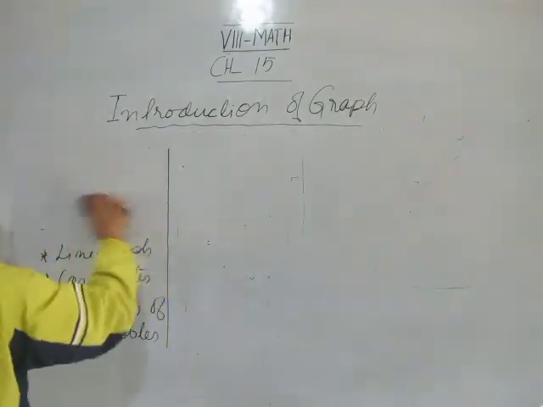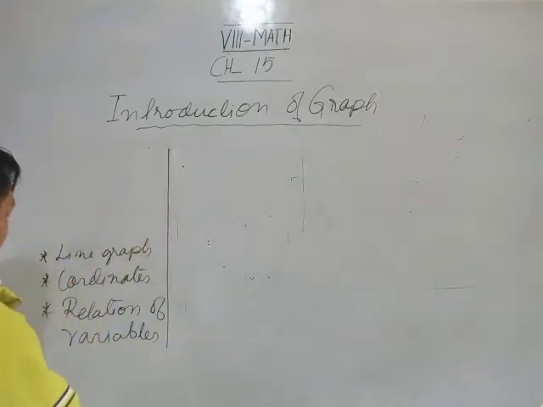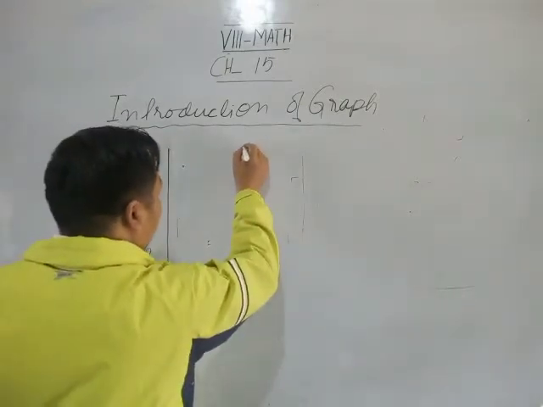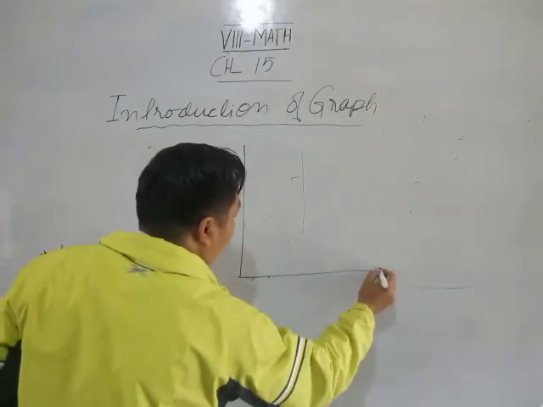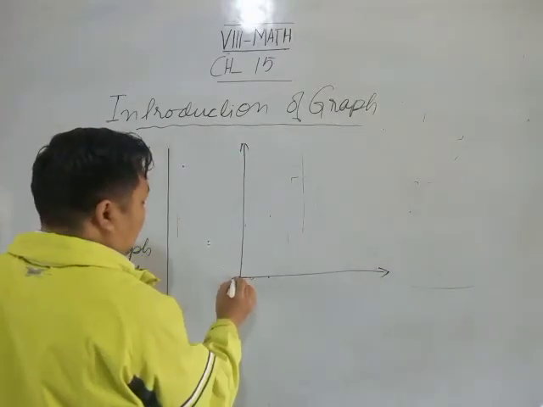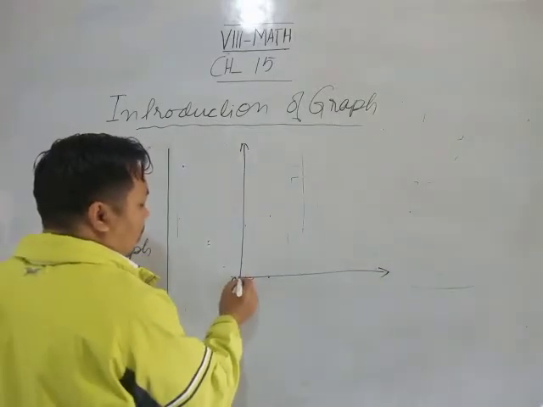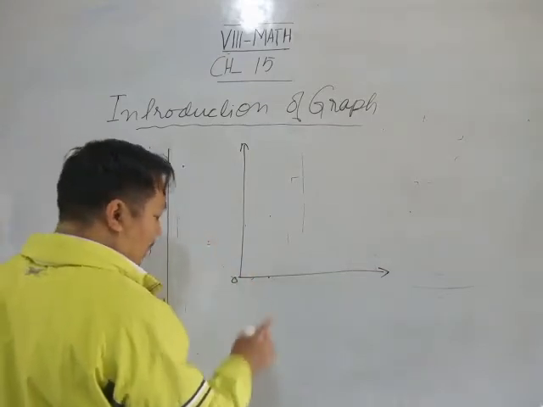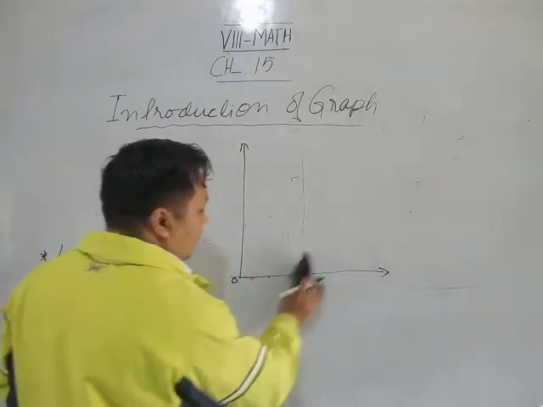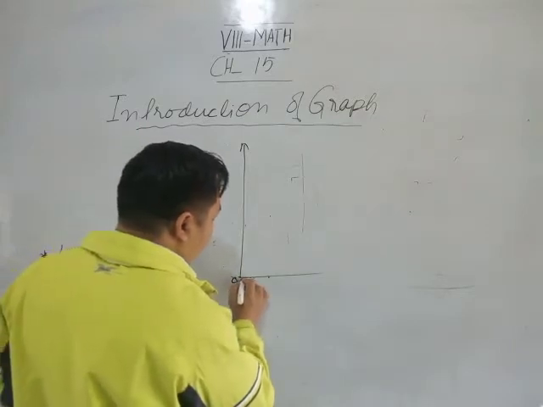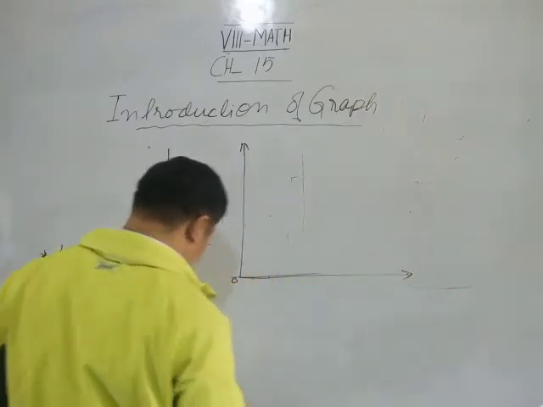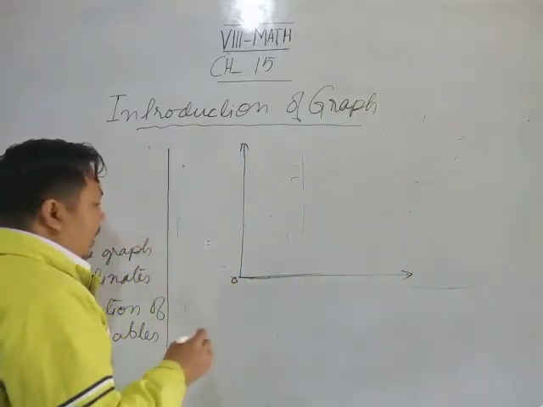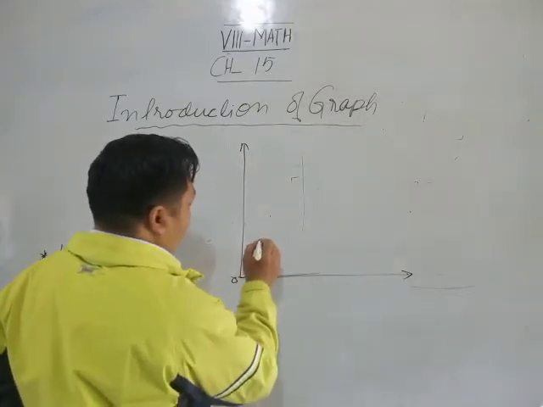Now next is the line graph. See, we know that a graph has two axes, the x-axis and the y-axis. The point where they meet is always 0, and this is the origin, or it is called the starting point. Okay, starting point or origin. Understand?